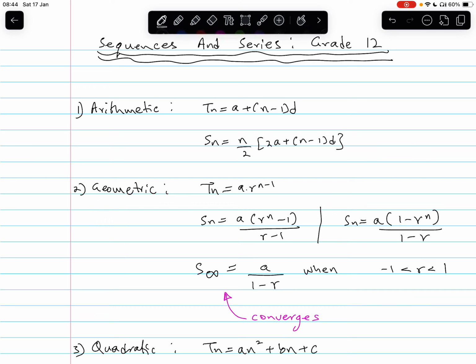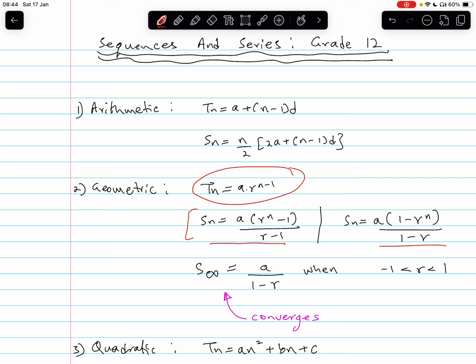Then for geometric series, we have, for a geometric sequence, this general formula along with this sum to n terms. Either you want to use this version or this version, whichever one you want to go with, it's absolutely fine. And we also have sum to infinity when the value of r, the common ratio, is between -1 and 1. So the sum to infinity is a over 1 minus r.